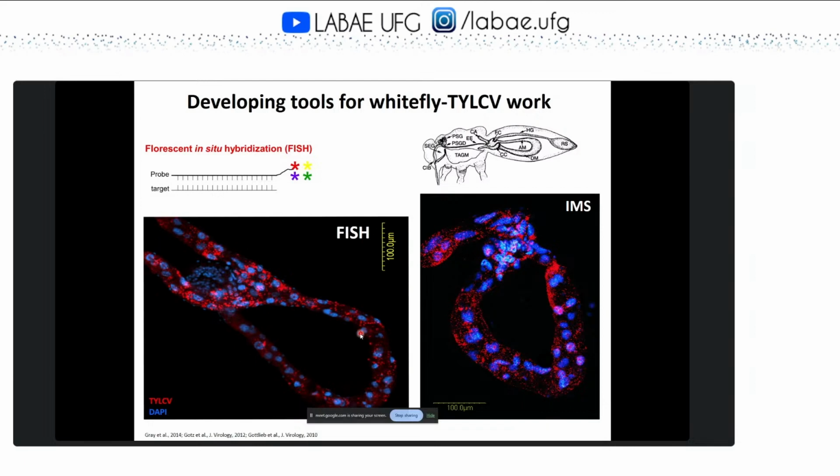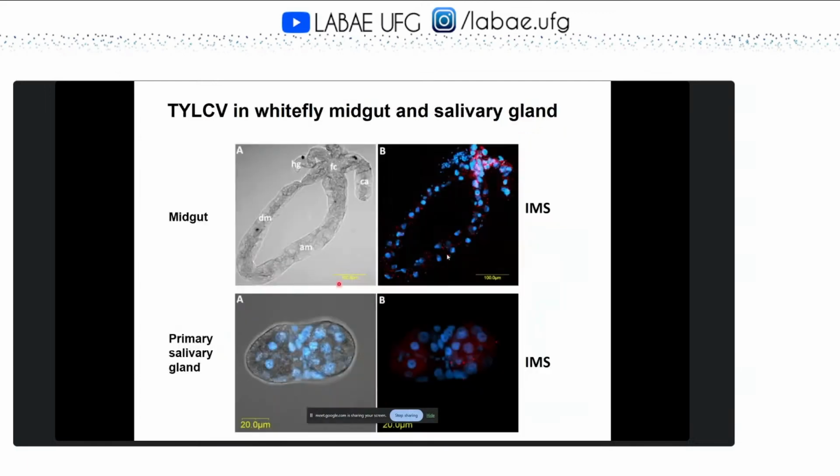You can see high amounts of the virus, and you can see also functional localization, because most of the virus is localizing to the filter chamber, and we made the assumption that most of the virus is also absorbed to the hemolymph in this area. This is another image showing the immunostaining of TYLCV in the gut, mostly localizing to the filter chamber, and the lower panel is showing the localization in the primary salivary gland. This also made us think that this specific virus is transmitted through the primary glands and not the accessory glands, as for other viruses, for example, in aphids.